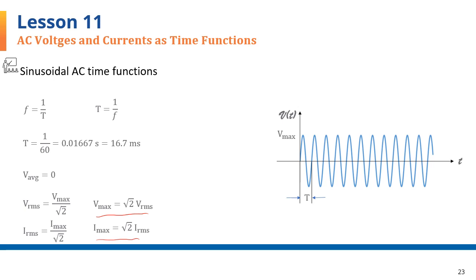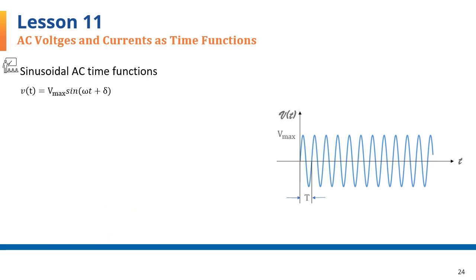Let's now take a look at the trigonometric function that is behind the shape of the AC voltages and currents. This is the general form of a sinusoidal signal function. V of t equals Vmax times sine of omega t plus delta. You can see that Vmax right here before the sine function. Omega is called the angular frequency, and it is equal to 2 pi times the ordinary frequency f. Shown here, omega equals 2 pi times f.